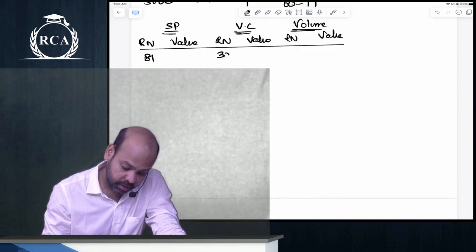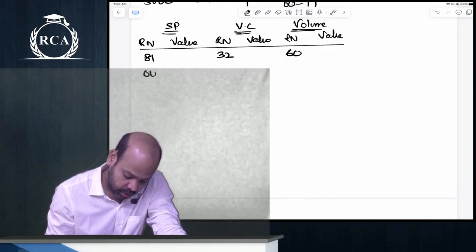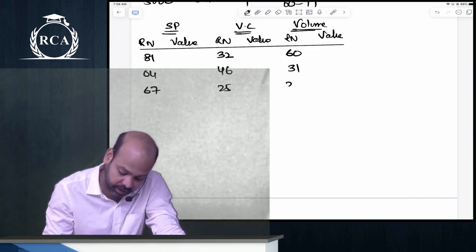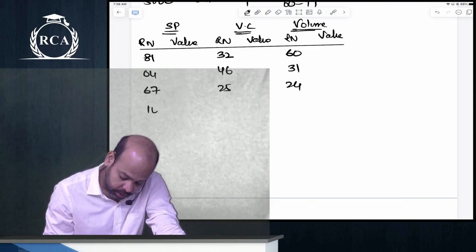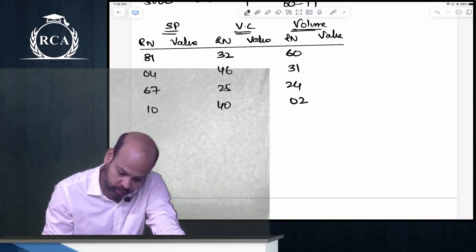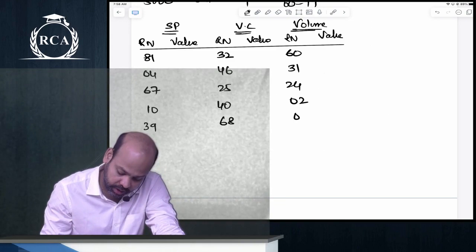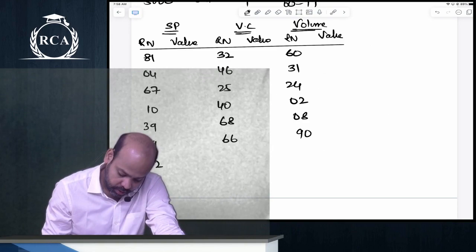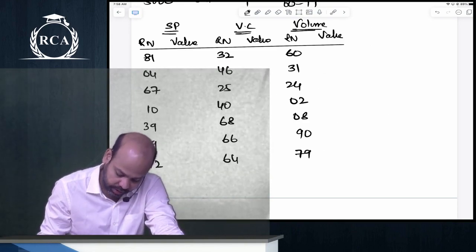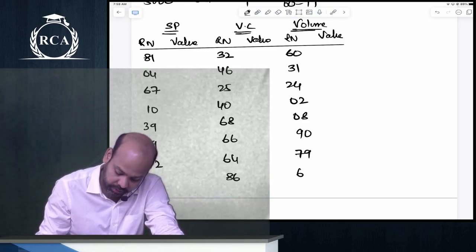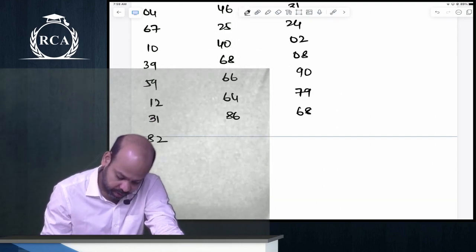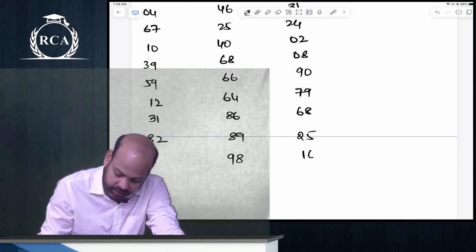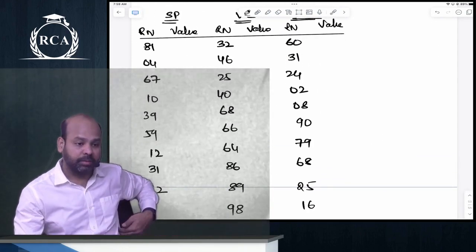It is 81, 32, 60, 04, 46, 31. This is given in the question, beta: 67, 25, 24, 10, 40, 02, 39, 68 and 8, 59, 66 and 90, 12, 64 and 79, 31, 86 and 68, 82, 89 and 25, 11, 98 and 16. These are the random numbers.